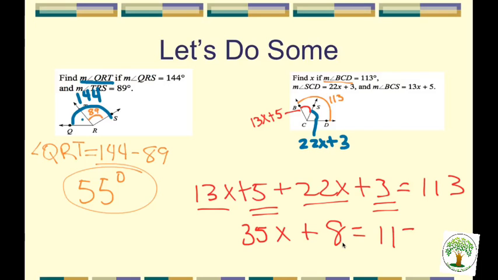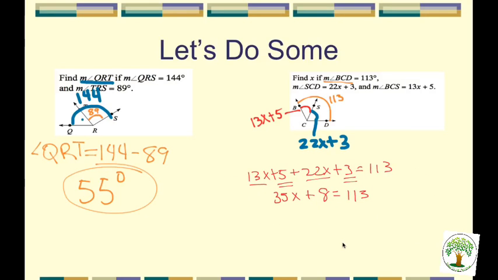Please stop me if I'm going too fast. Where did I get the 8, Amy? You got the 8 from these. Do you know where I got the 35? From these. Good job. You're with me. I didn't have enough room, so I got to squish this down. I just accidentally put 3 instead of 13.